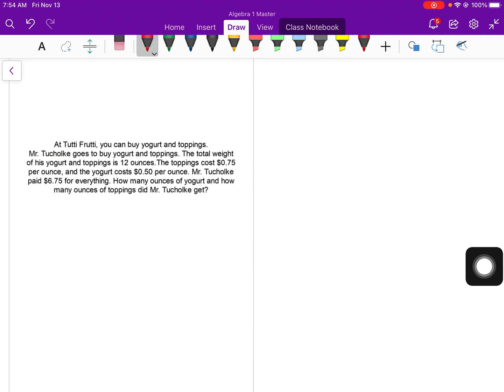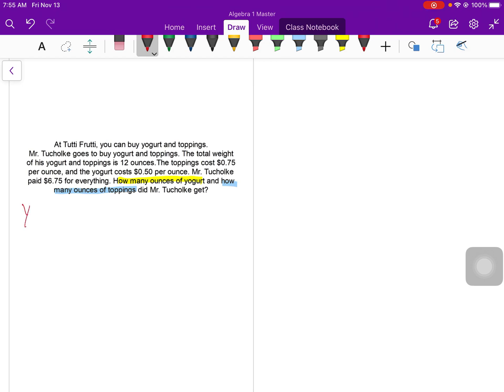Next one, we're going to Tutti Frutti. We're going to buy yogurt and toppings. The total weight of the yogurt and toppings is 12 ounces. The toppings cost 75 cents per ounce, and yogurt costs 50 cents per ounce. If I paid $6.75 for everything, how many ounces of yogurt and how many ounces of toppings did I get? How many ounces of yogurt is a variable, and then how many ounces of toppings is a variable.